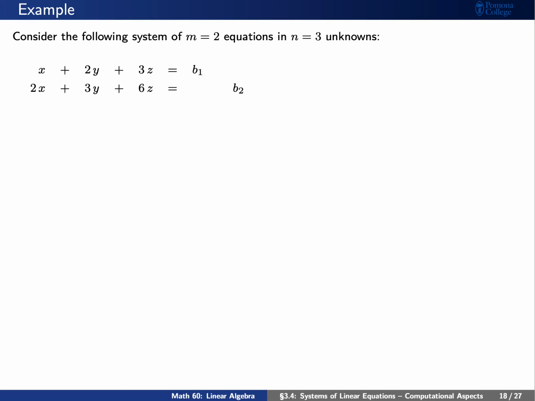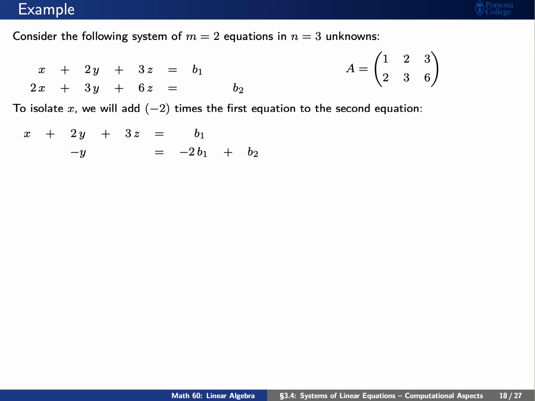Remember that we can express this system using a 2 by 3 matrix. Here we just want to keep track of the coefficients in front of x, y, and z. First, we'll try to isolate x. To do so, let's multiply -2 times the first equation, and then we'll add that to the second equation. Here, we've done this so that we can eliminate and just isolate x by itself.